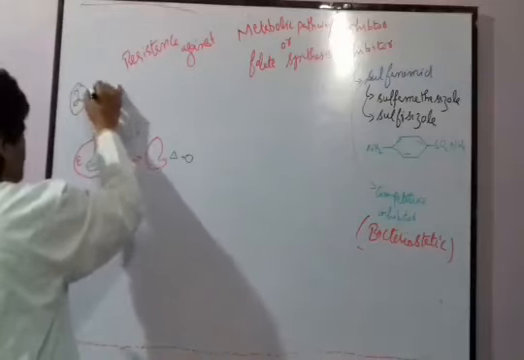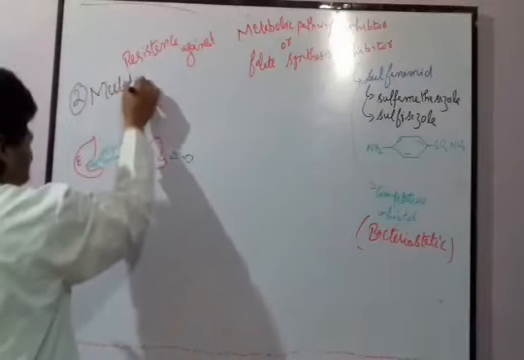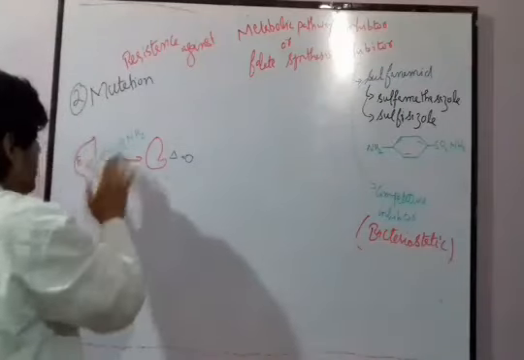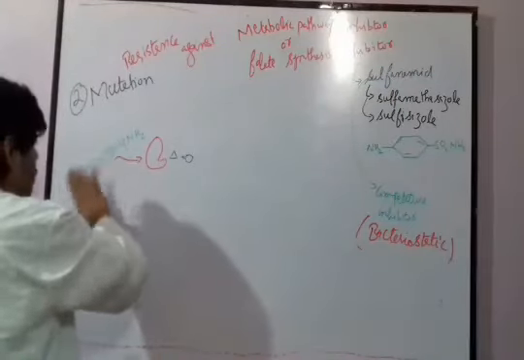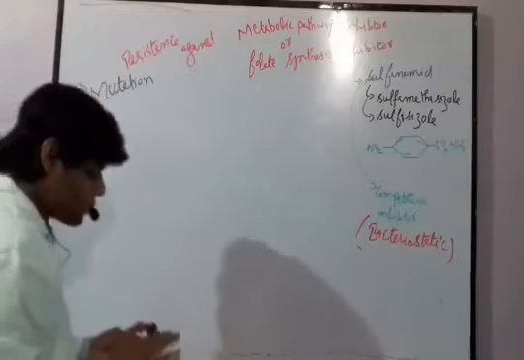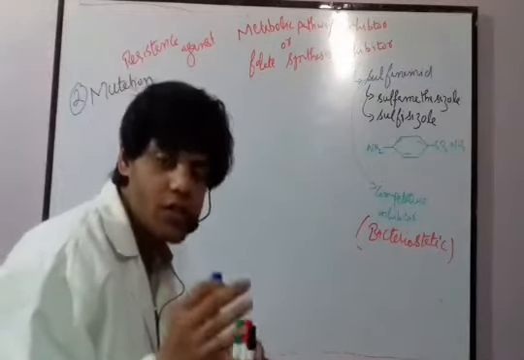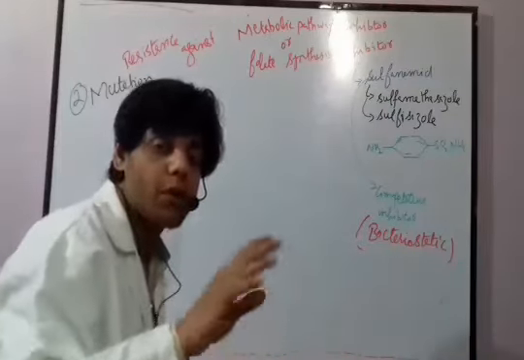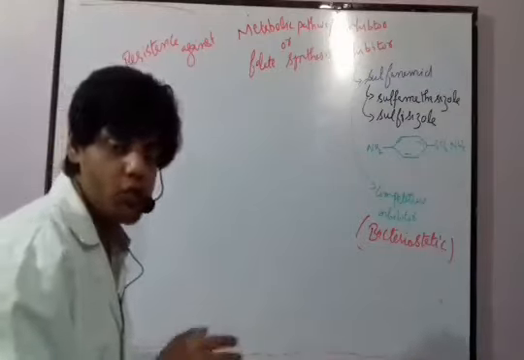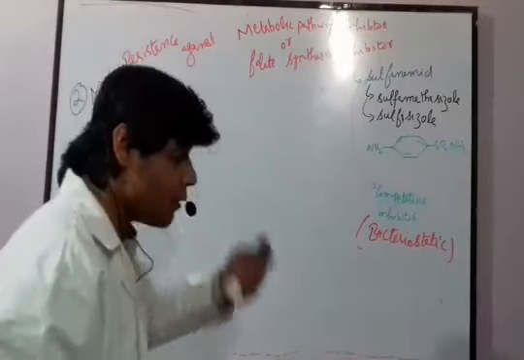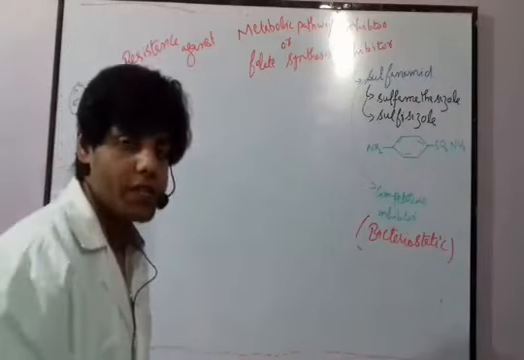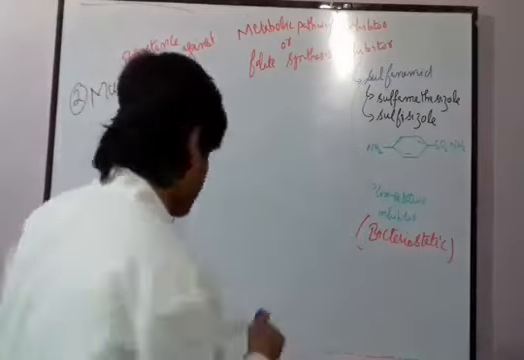Now the second way of resistance is mutation, and we usually call it spontaneous mutation. What actually happens in spontaneous mutation is that the structure of these enzymes is changed. Due to spontaneous mutation, resistance genes present inside the bacterial cell, or the plasmid, will be shifted to the bacterial genome, and then this genome will produce an enzyme which we call the mutated dihydropteroate synthase.